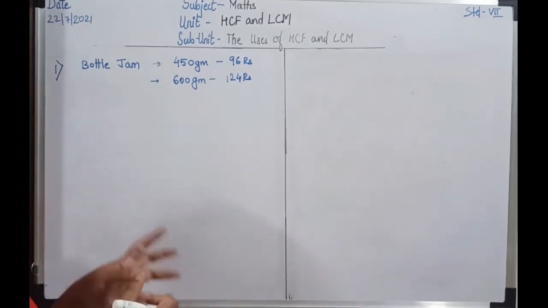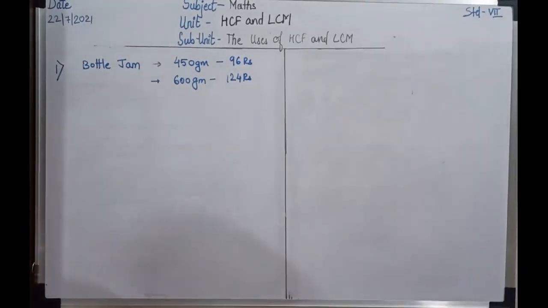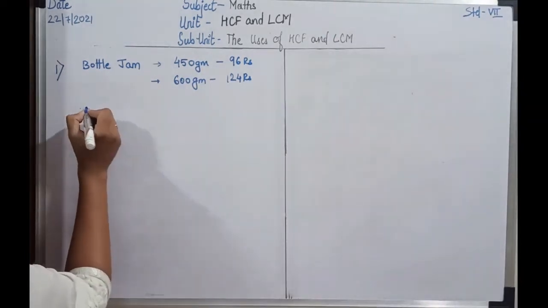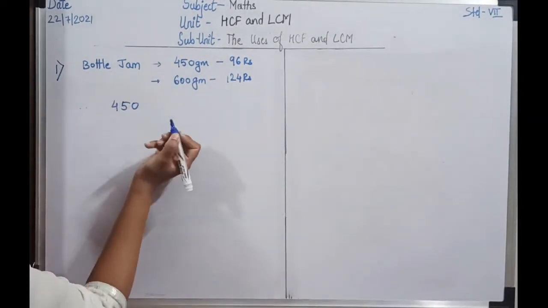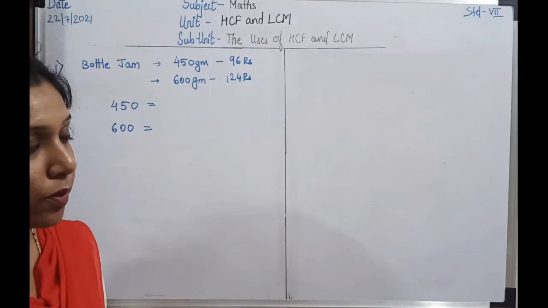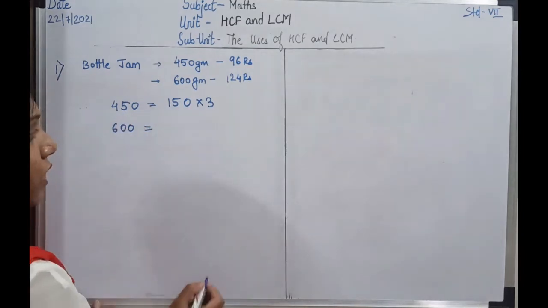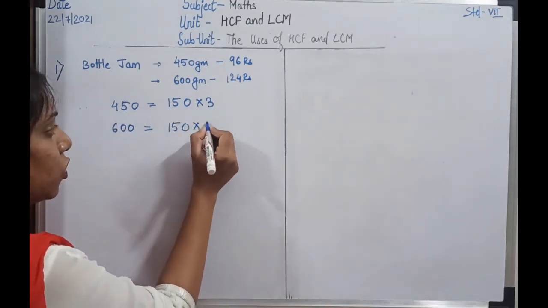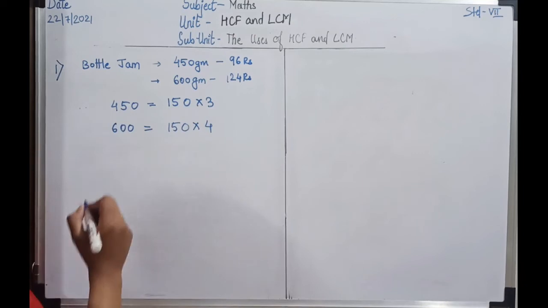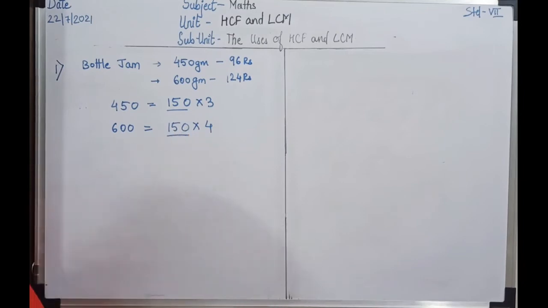Over here, children, if you solve it from the unitary method, it is going to be very easy because you have already solved it. But now we are going to solve this with the help of HCF and LCM. Therefore, children, first we have to find the HCF and LCM of 450 and 600. I am going to do it in a shorter manner. So I know that 150 into 3 is 450 and 150 into 4 is 600. So HCF is 150. So we are going to use the bigger HCF.